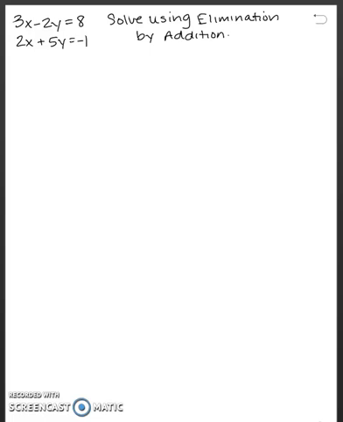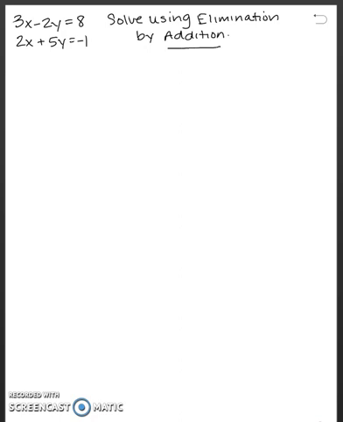Another method for solving a system of linear equations is using the elimination or addition method. Now, just like the substitution method, my goal is to take this system of two equations and two unknowns and break it down into one equation, one unknown. And as the name implies, I'm going to be adding these equations together to do that.